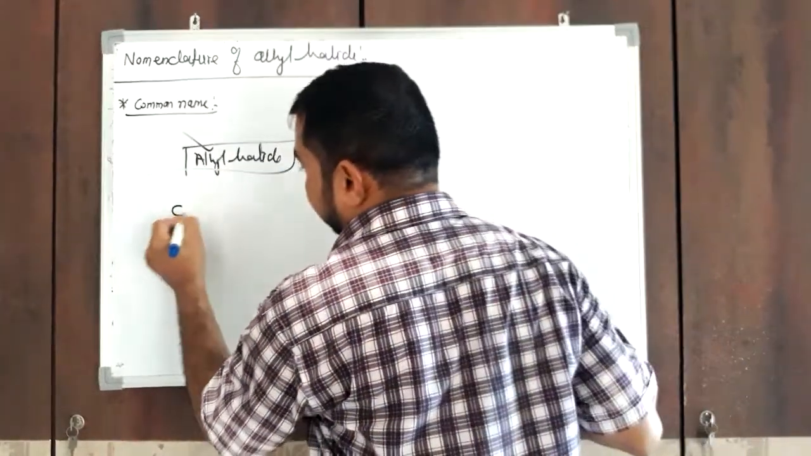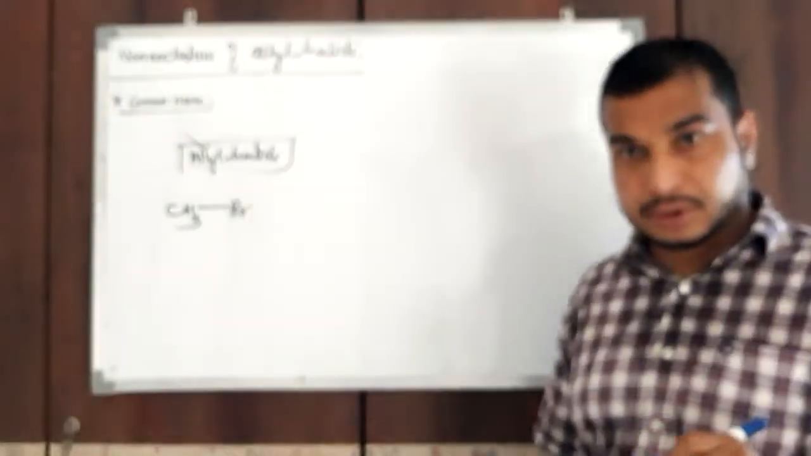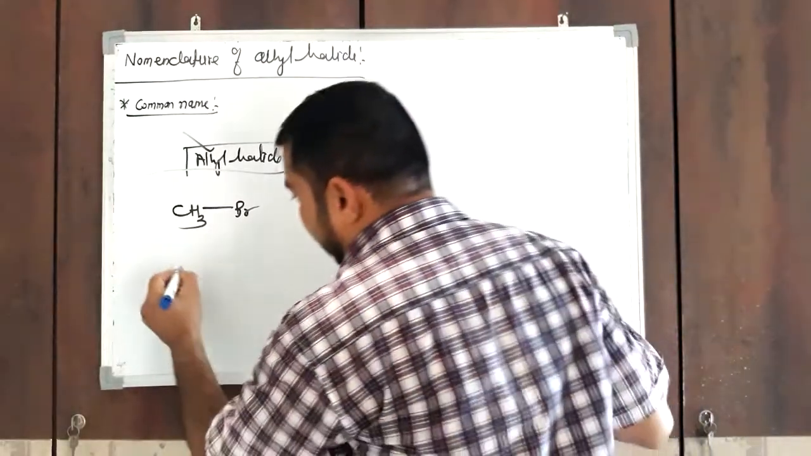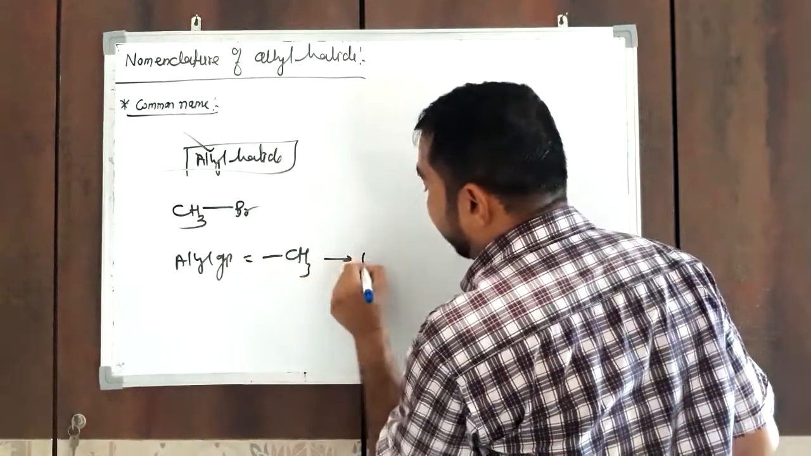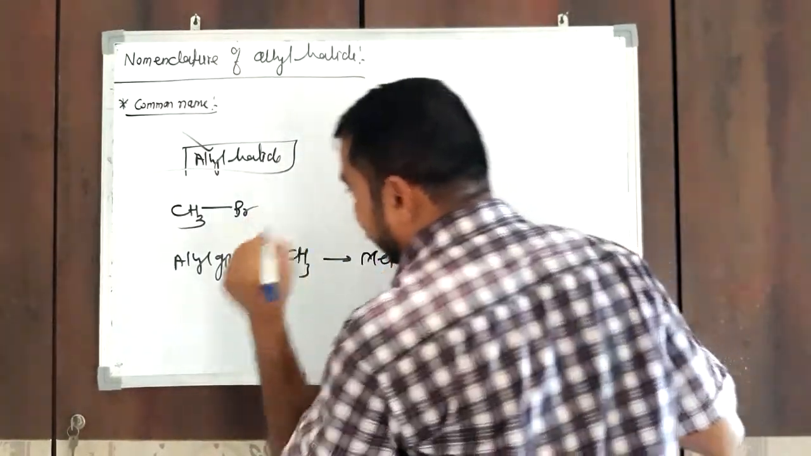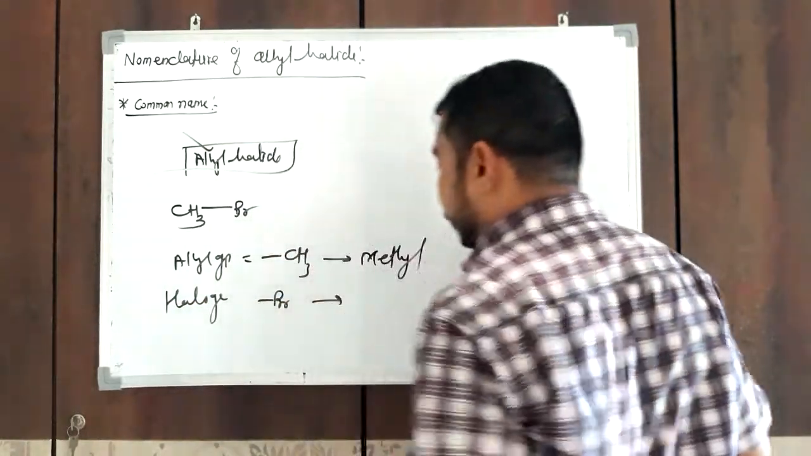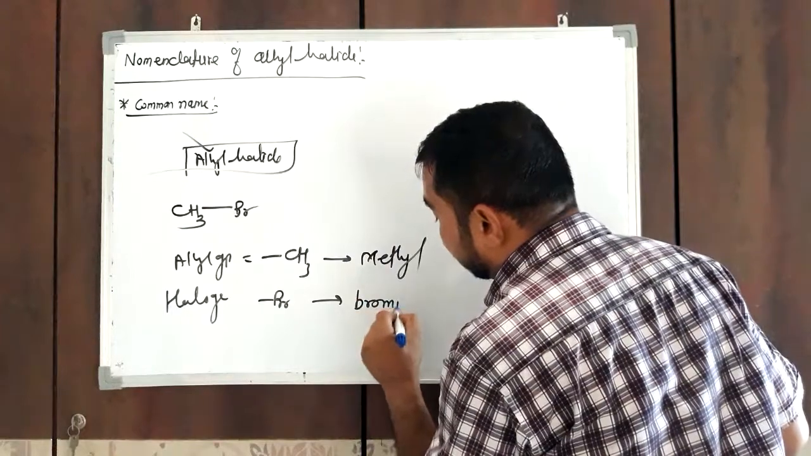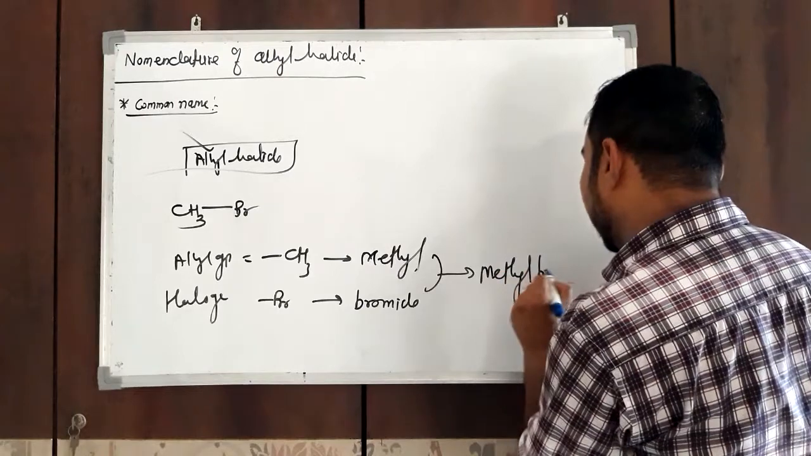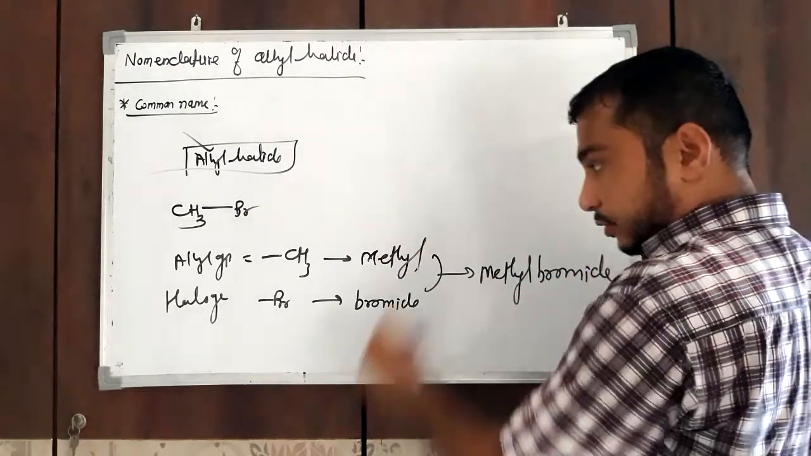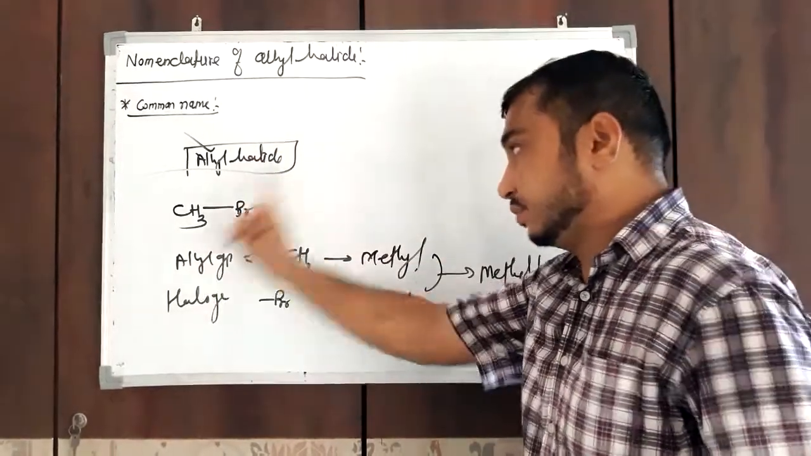For example, see CH3Br. In CH3Br, alkyl group is this. Its name is methyl, we know. And halogen atom is bromine. Okay, so it is named as bromide. Club this. You will get methyl bromide. Okay, so methyl bromide is a common name of this.